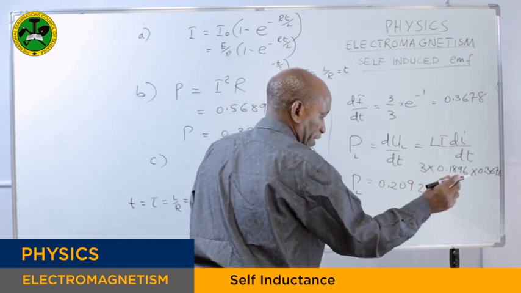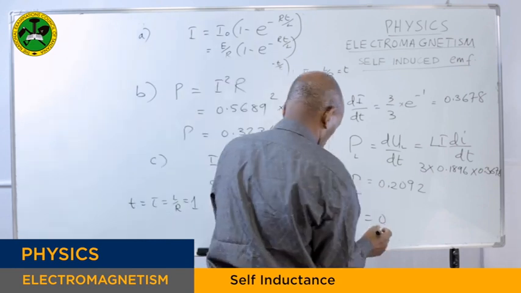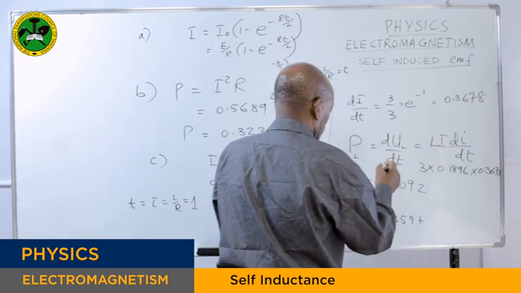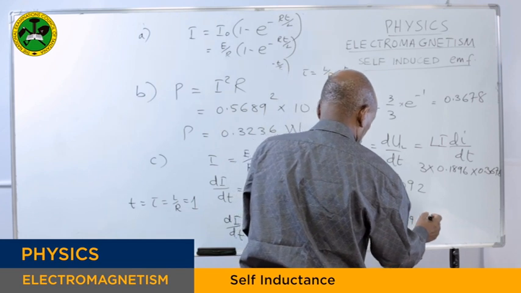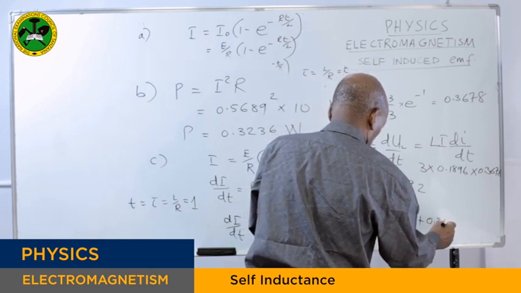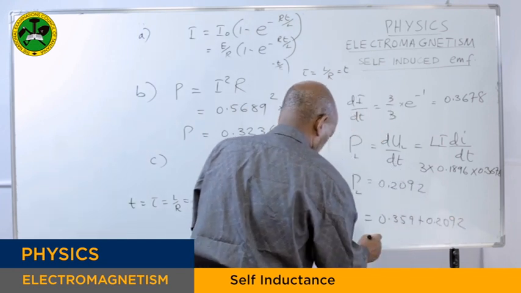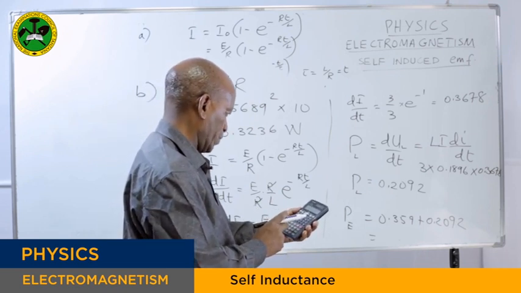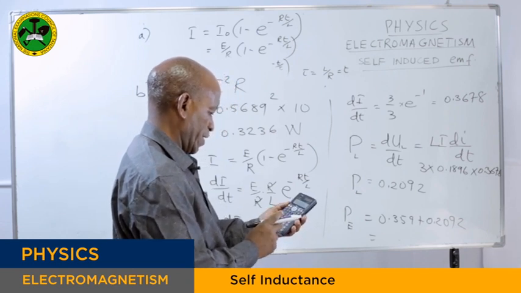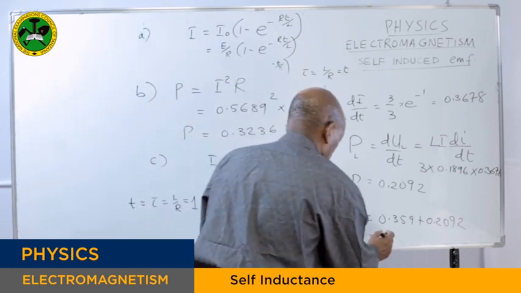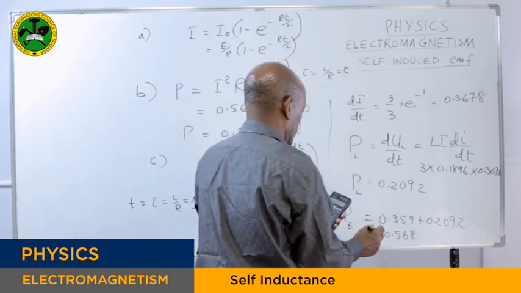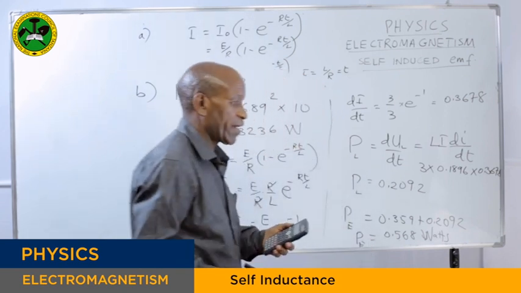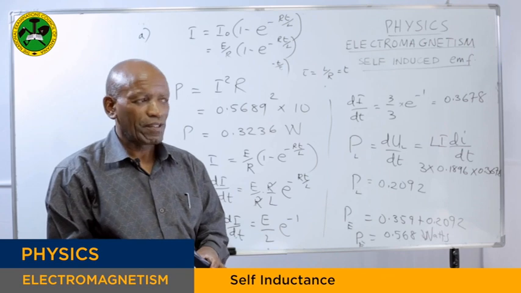will just be equal to the rate at which the energy appears as joule heat in the resistor, which is 0.3359, plus this much which we have already calculated here, which is 0.2092. So if we add, we are just going to get the total: 0.568 watts. So this will be the rate at which energy is being stored in the magnetic field. That is question number two.